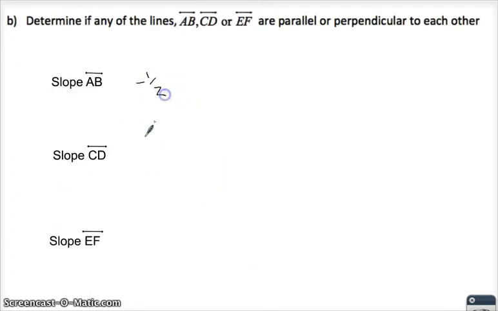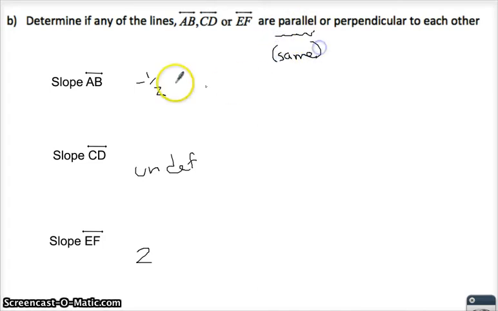-1/2, undefined, and 2. Are any of those parallel? Well, no, that's crazy talk. For them to be parallel, the slopes had to be the same. None of these are the same. They're all different. So no parallels in this page.